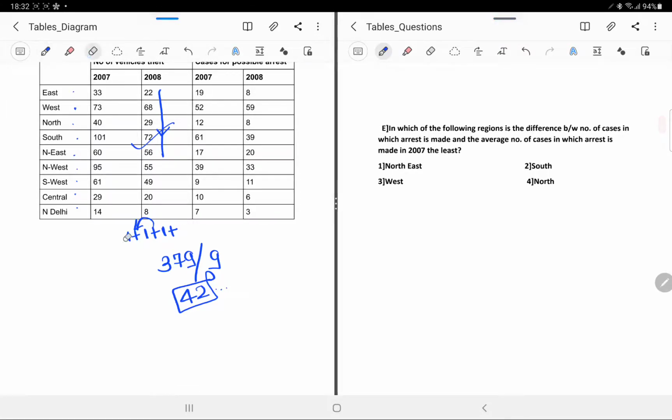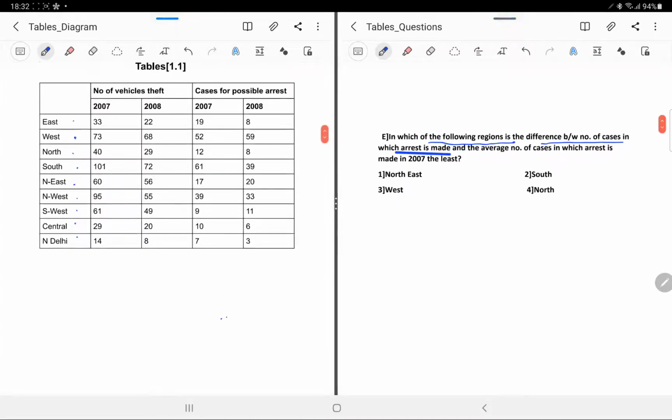Now let's look at the last question of this, and it is: in which of the following regions is the difference between the number of the cases in which arrest is made and the average number of the cases in which arrest is made in 2007 the least? So they are talking about this. Now let's try to compute this.